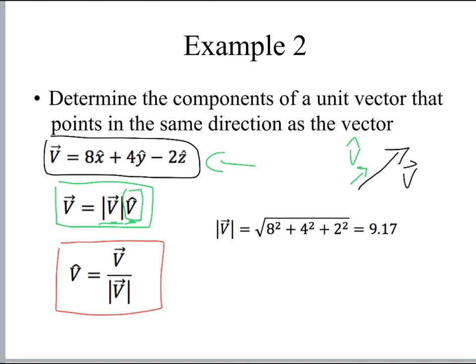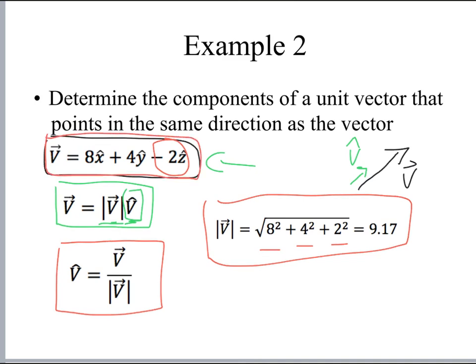Now, what is v magnitude? It's simply the sum of all the components squared, and then take the square root. This is 8 squared, 4 squared, 2 squared. Technically, this should be minus 2 squared, but what happens when you square a minus 2? You get 4. What happens when you square 2? You get 4. So you can really ignore those minus signs because they're going to go away anyway. Your final result for the magnitude is simply 9.17. Now, how do I find the components of the unit vector? I simply take my vector v and divide each of its components by 9.17, and that'll give me my answer.